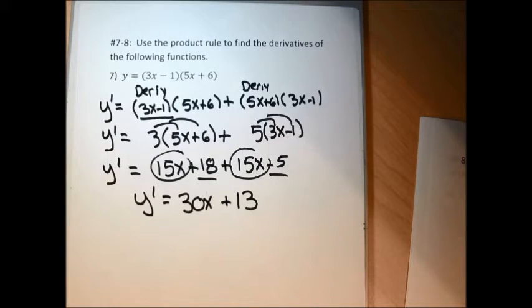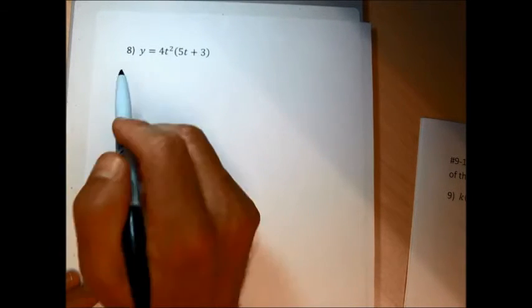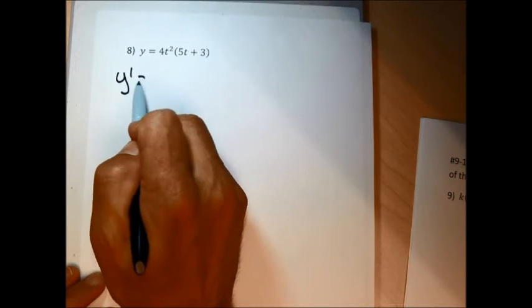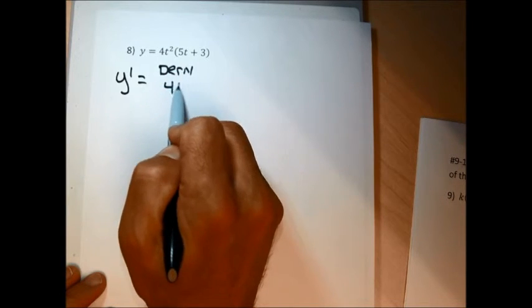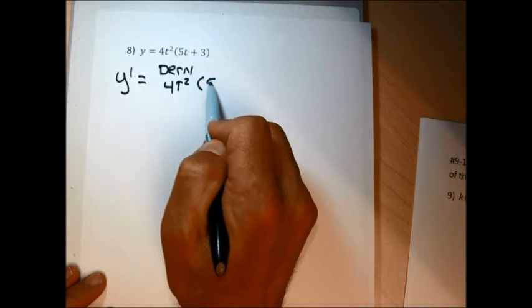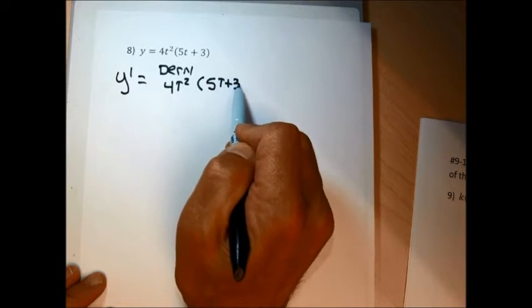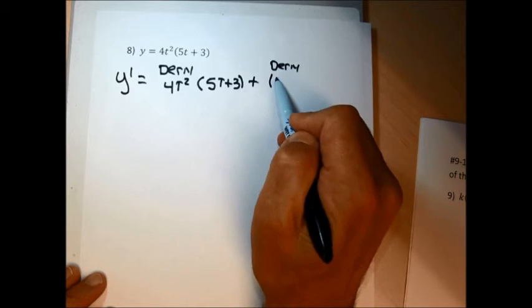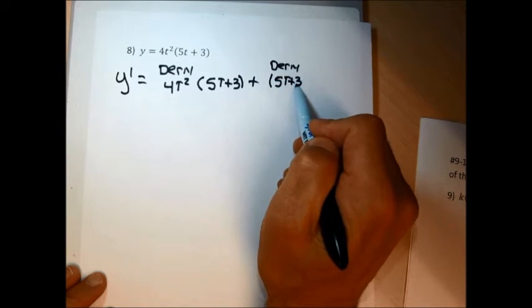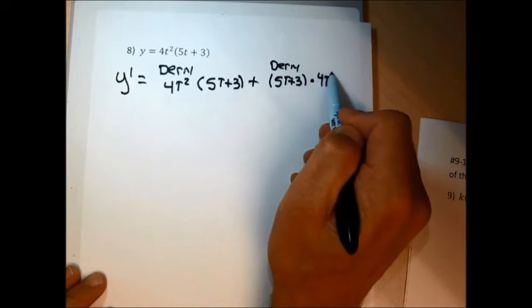8 is similar. I almost think 8 might be easier, but it also wants me to use the product rule, which means there must be a multiplication somewhere in the problem, which there is. So for 8, product rule again, y prime equals first the derivative of 4t squared times the 5t plus 3 unchanged, plus the derivative of 5t plus 3 times the 4t squared unchanged.